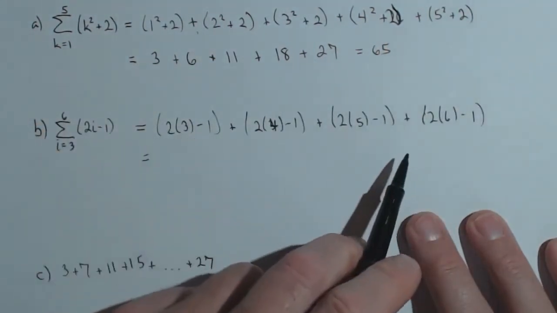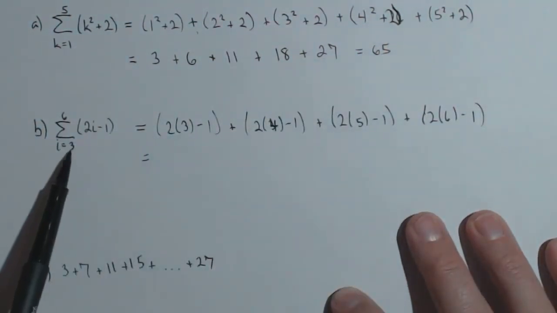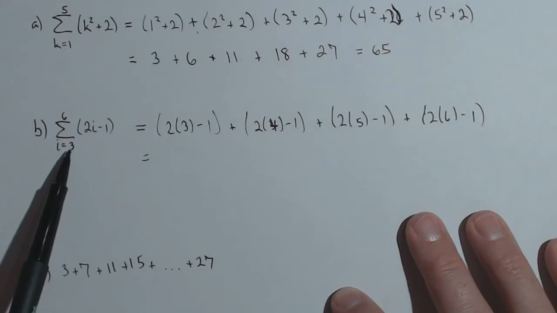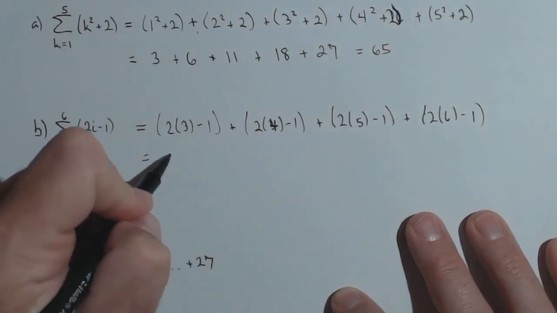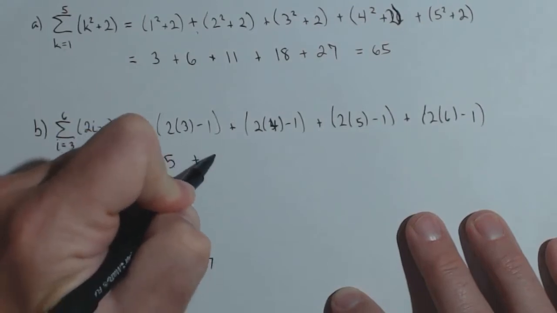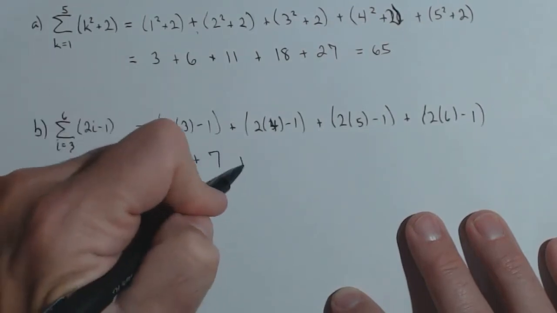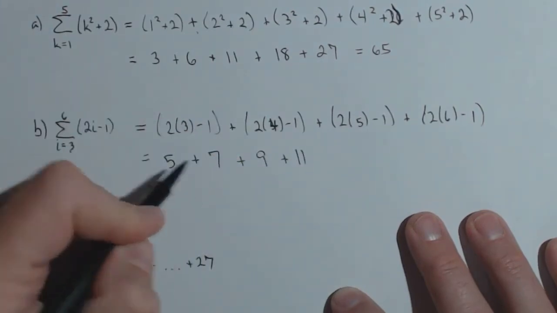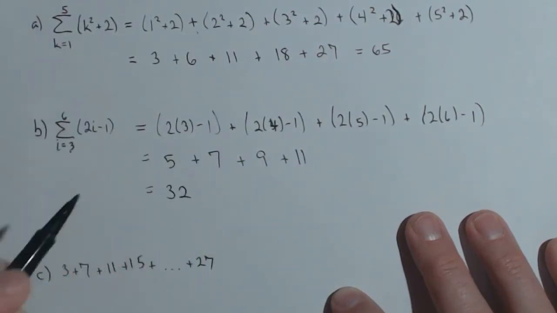Now look at that. There's 4 terms, because remember, when we do subtraction, we take a number away. We have to add in the term where i equals 3. So that's why there's 4. And so our numbers are going to be 5 plus 7 plus 9 plus 11 for a sum of 32.